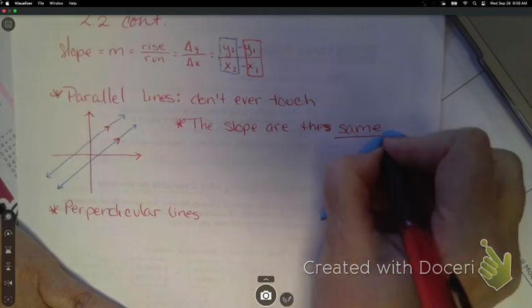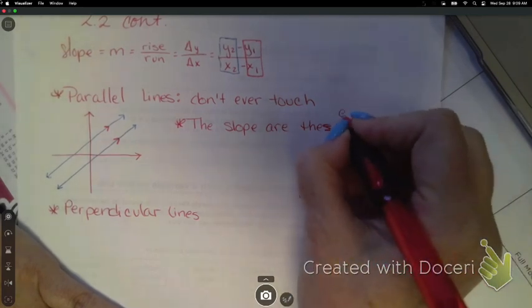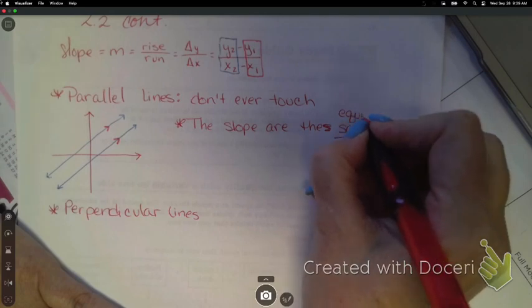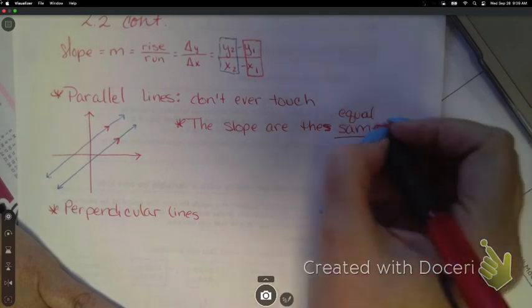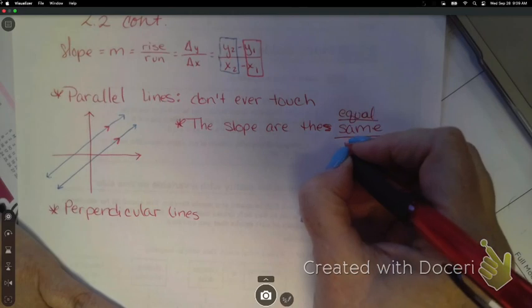What does same mean? They have the same rate of change. Equal? Sure. Same rate of change.